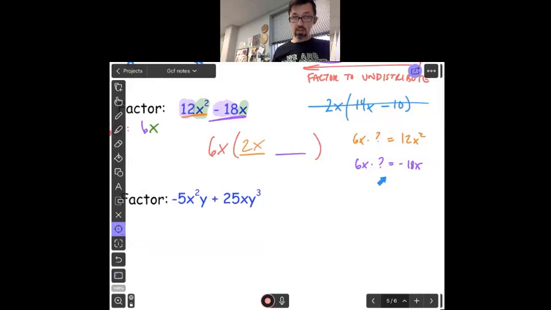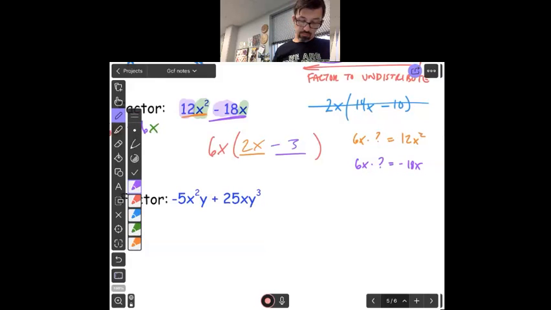6x times what is negative 18x? Negative 3, right? There. So 6 times negative 3 is negative 18. And I already have an x, so I don't need any more x's. So minus 3.